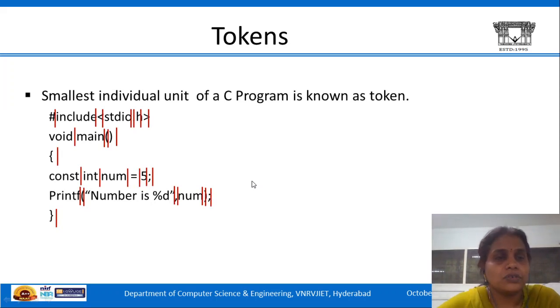Okay, so I'm dividing this into tokens. The smallest individual unit of a C program is known as a token. Here I divided this program into the smallest tokens. Hash is one token, include is one token, the angle bracket is one token, stdio is one token, dot is one token, h is one token. Similarly, I divided our program into tokens. Already we discussed "he is good": all are tokens, and some sequence is there. What is that sequence? Noun, verb, adjective.